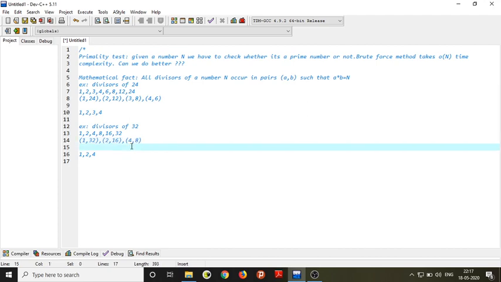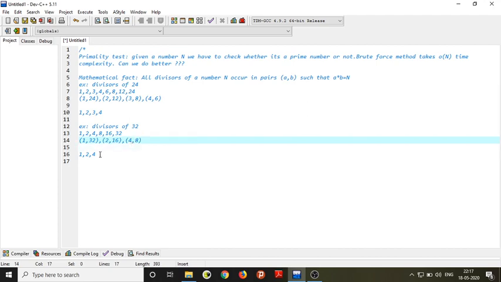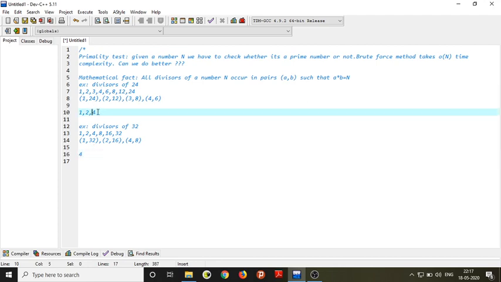Now let's talk of the highest number possible. From 1, 2 and 4, the highest number is 4, and from 1, 2, 3 and 4, the highest number is 4. So for 24 you got the highest number as 4, and for 32 also you got the highest number as 4. Can you find any similarities in this?